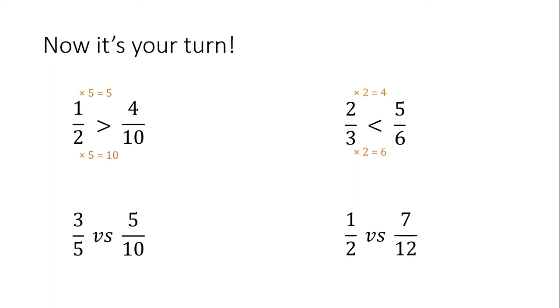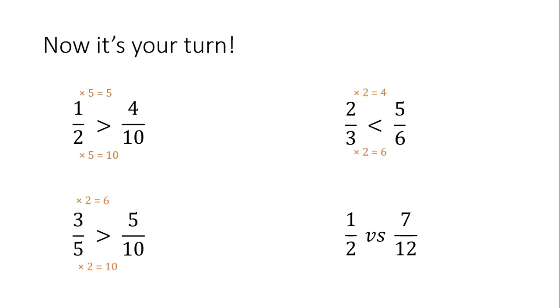Question in the bottom left. 3/5 versus 5/10, which is greater? Well, how do we turn 5, the denominator, into 10? We have to multiply it by 2, which means we have to multiply the numerator by 2 as well. 3 times 2 is 6. So 3/5 is the same as 6/10. Well, 6/10 is more than 5/10, so 3/5 is more than 5/10 as well.